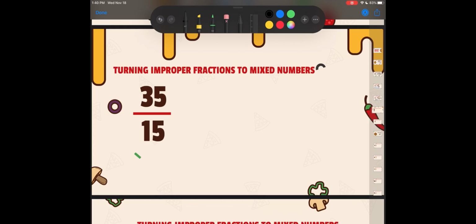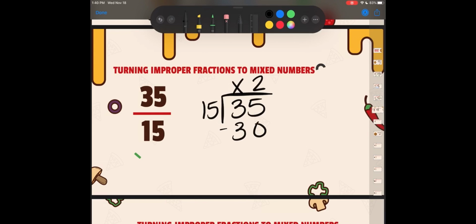All right, we've got 2 more improper fractions to turn into mixed numbers. Go ahead and pause the video here, try it on your own, and then play it and see how you did. So we have 35/15. We need to do 35 divided by 15 to turn this into a mixed number. So 15 can't go into 3, but it can go into 30, right? 15 times 2 is 30, so 15 is going to go into 35 2 times. 2 times 15 is 30. We subtract and get 5.